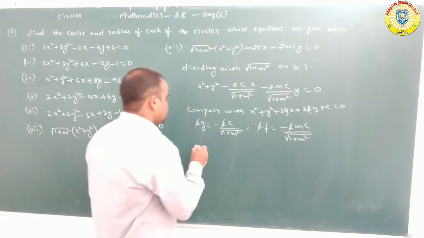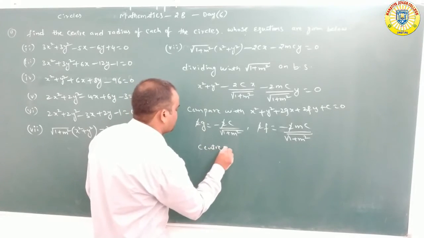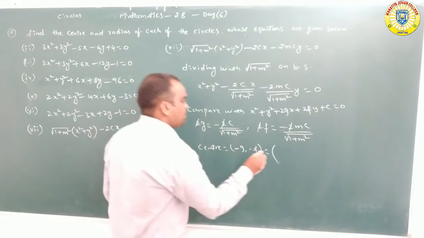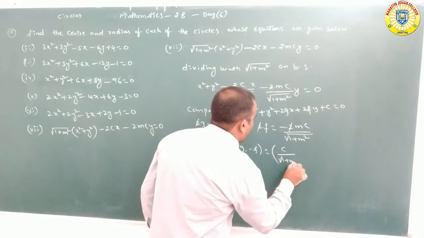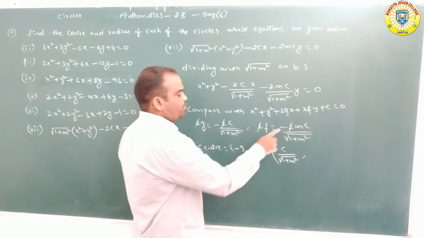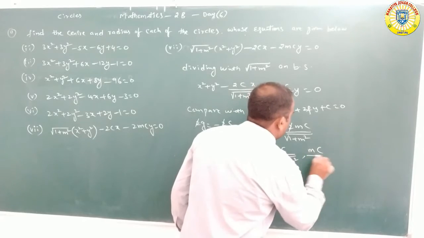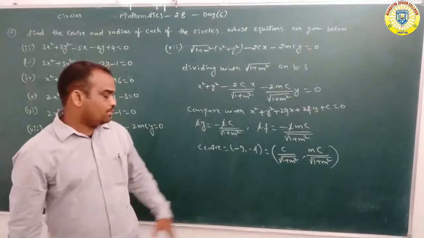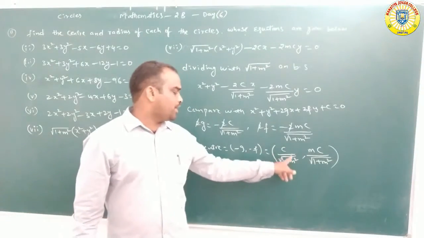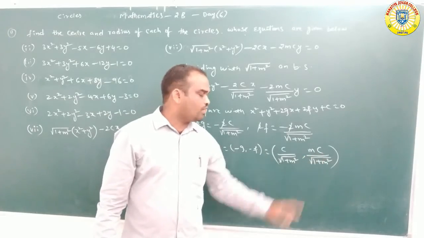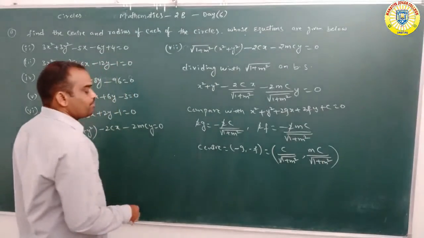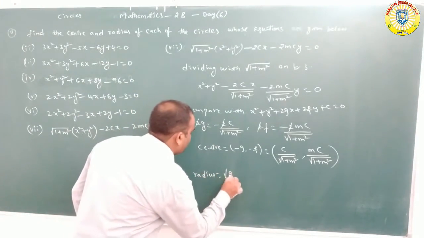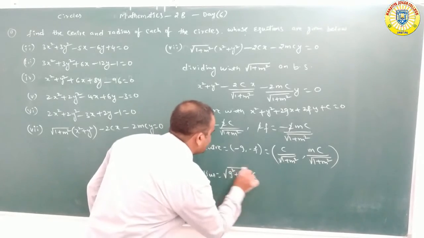Cancel. The center is equal to what is the formula, sir? Minus g comma minus f. Here minus of minus c plus m, c by under root of 1 plus m square, minus f, minus of minus plus m, here mc by under root of 1 plus m square. Okay now? Center is nothing but c by under root of 1 plus m square comma mc by under root of 1 plus m square. Radius is equal to the root of g square plus f square minus c.